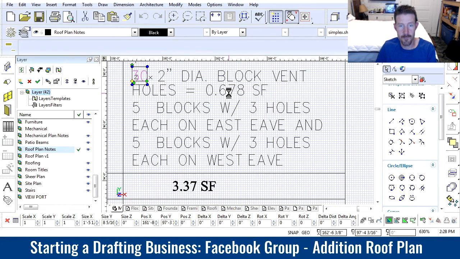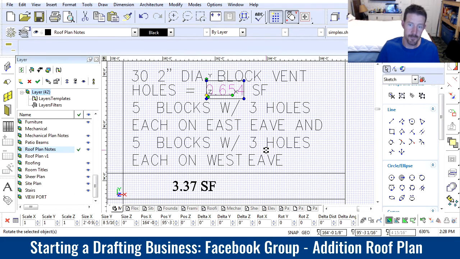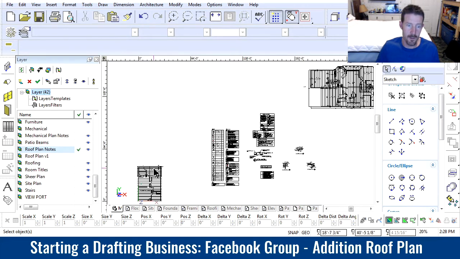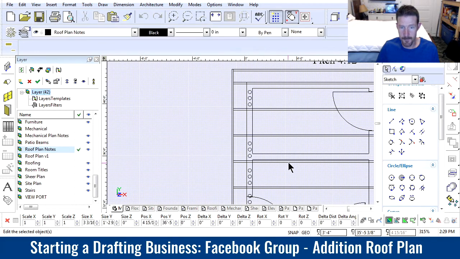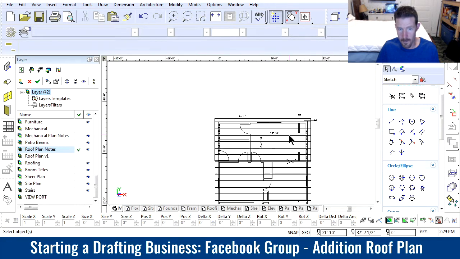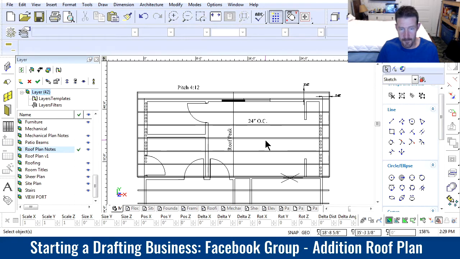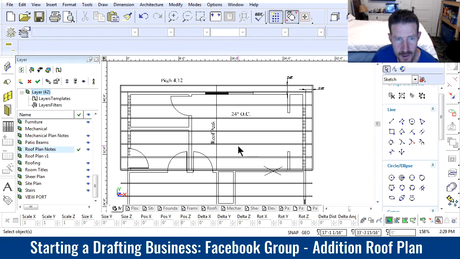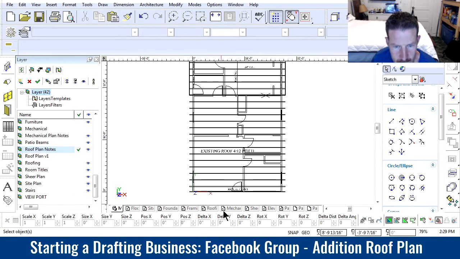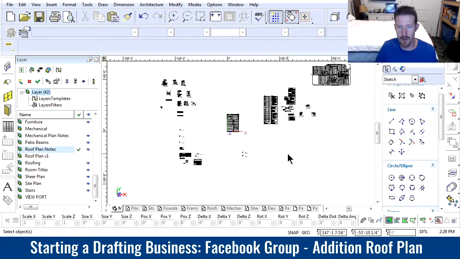No, this one. 0.654. There we go. Alright, where are we at? 1, 2, 3, 4, 5. Right here. Ta-da. Okay, 30 total holes, venting that in. Great. Alright, so I think that finishes up the roof plan for the most part. Let's take a look. Oh, we need to put those labels in. Where are they?